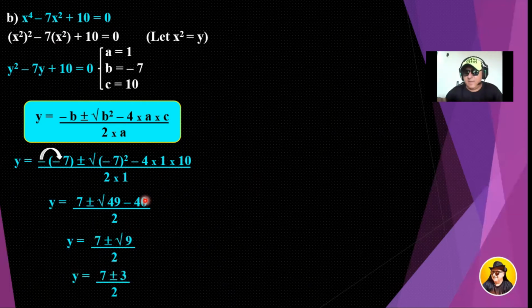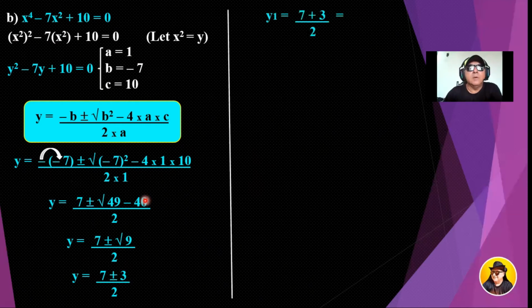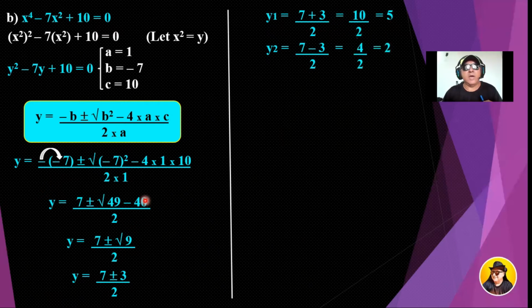Let's separate them. So y can be 7 plus 3 over 2, and also 7 minus 3 over 2. Well, 7 plus 3 is 10, and 10 over 2 is 5. 7 minus 3 is 4, and 4 over 2 is 2. Is it okay?